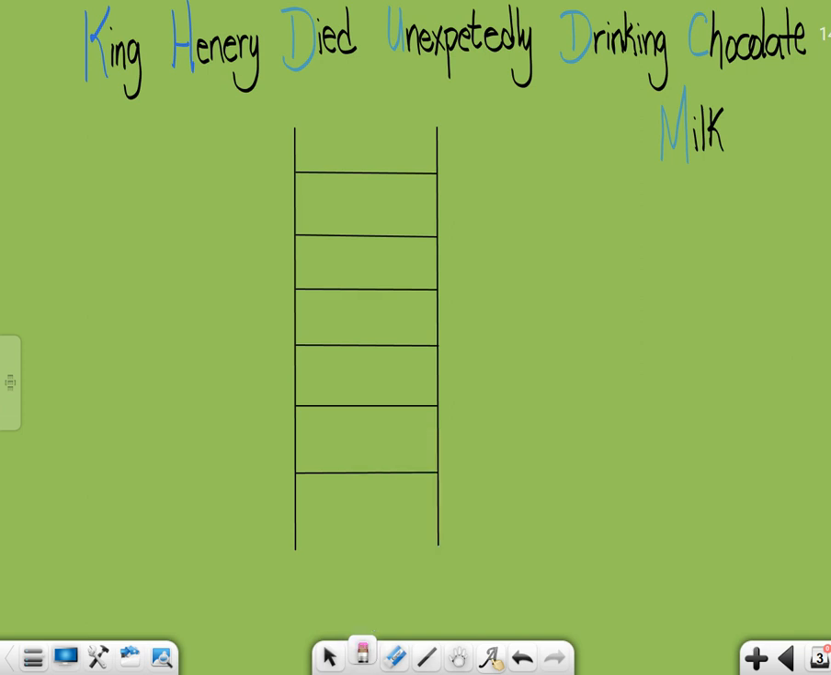Definitely highlight that or circle that, or I'm going to bubble it. So this acronym is going to help you memorize the ladder. Now the letters, and the reason I put them in blue is for a reason: K, H, D, U, D, C, M. Those are the letters that are going to be going in our ladder. The reason we make this funny sentence, King Henry died unexpectedly drinking chocolate milk, is just a fun way to memorize the order. If you want to make your own sentence up, that's totally okay, as long as you know the order.